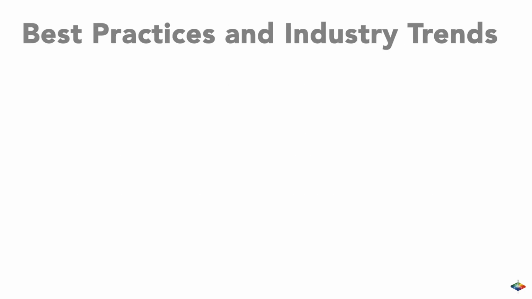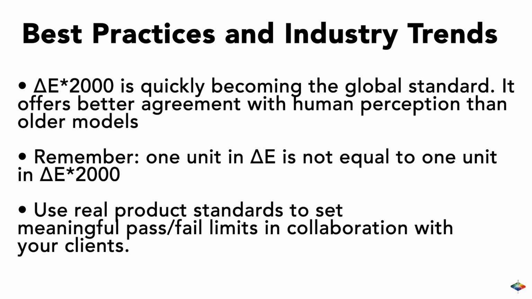Best practices and industry trends. Delta E star 2000 is quickly becoming the global standard. It offers better agreement with human perception than older models. Remember, 1 unit in delta E is not equal to 1 unit in delta E star 2000. Use real product standards to set meaningful pass-fail limits in collaboration with your clients.